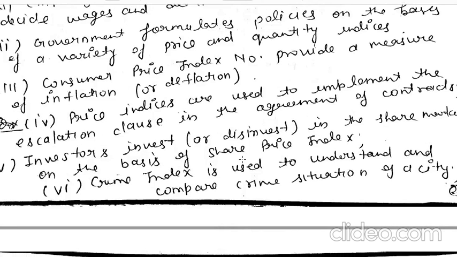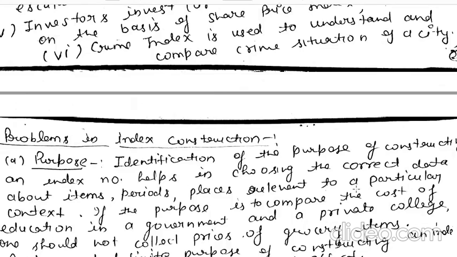Fifth point, investors invest or disinvest in the share market on the basis of share price index. If you have a share in the share market, it depends on that day's price. Your share can increase, your share can decrease. So investors invest in the share market on the basis of share price index. Crime index is used to understand and compare the crime situation of a city. Right, so there are several areas in which we can use our index number.